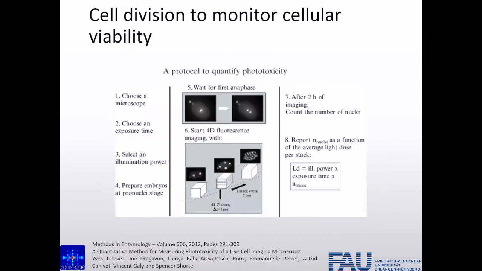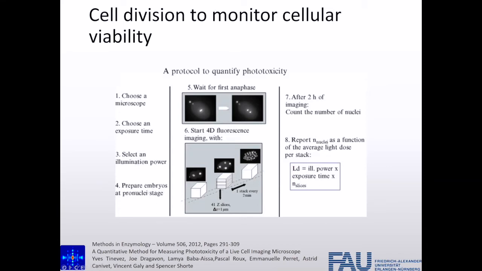But how can we monitor cellular viability? There's a really nice publication from Spencer Short's lab where they show, and this is also something I saw, that if the cells are suffering, they reduce their cell division. So the amount of cell division is a good monitor for cellular viability. There's a nice protocol from Spencer Short's lab. First, you choose a microscope, as I mentioned. Then you choose the exposure time. You keep this constant. You select an illumination power, keep that constant.